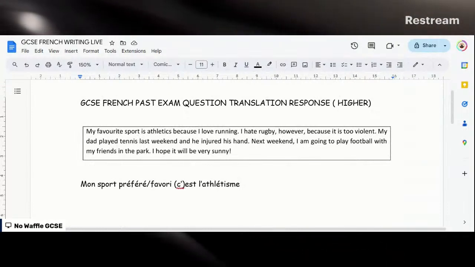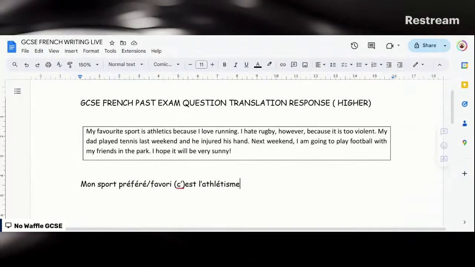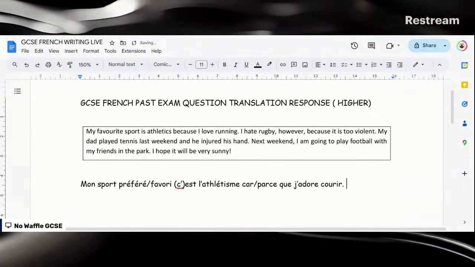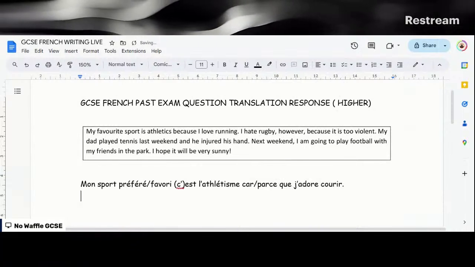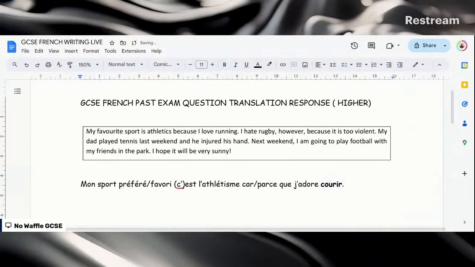Because I love running. So you can say car or parce que j'adore. And what they're testing here is the verb for running, which is courir. So that's probably where people would mess up on. So the verb for running.